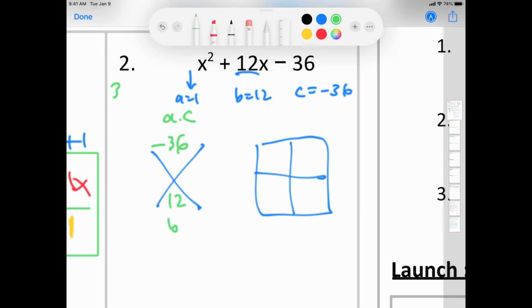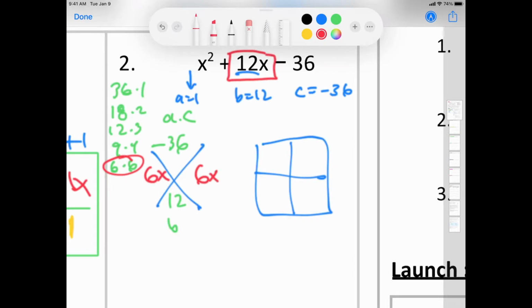The factors of 36 are 36 and 1, 18 and 2, 12 and 3, 9 and 4, 6 and 6. Do you see two of those that will add to be 12? Yeah, so I'm going to write 6 and 6. Remember, those in red are splitting the middle term. That's why 6x and a 6x equals 12x.